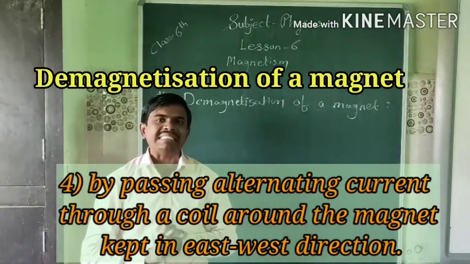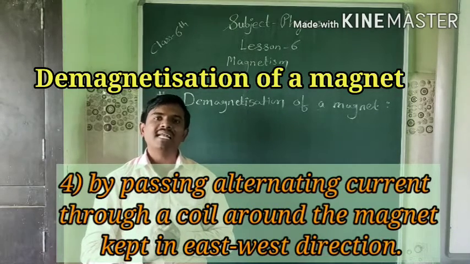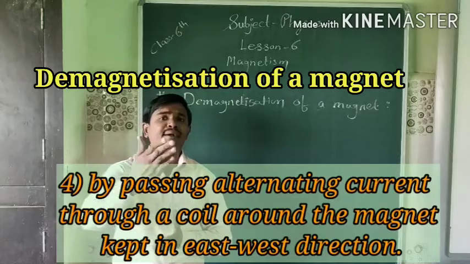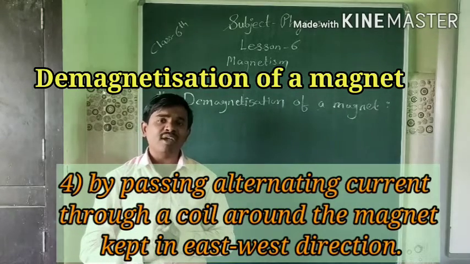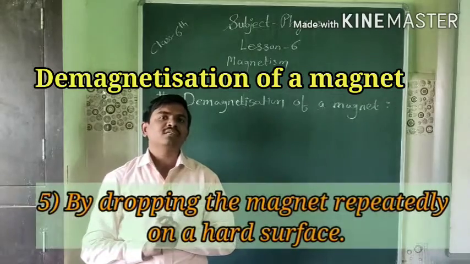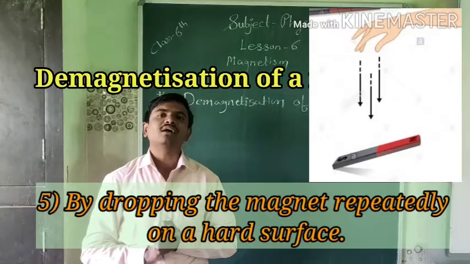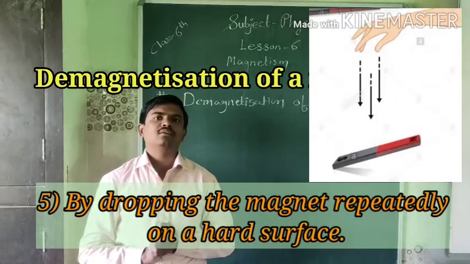Fourth, by passing alternating current through the coil around the magnet kept in the east-west direction, and fifth, by dropping the magnet repeatedly on a hard surface.